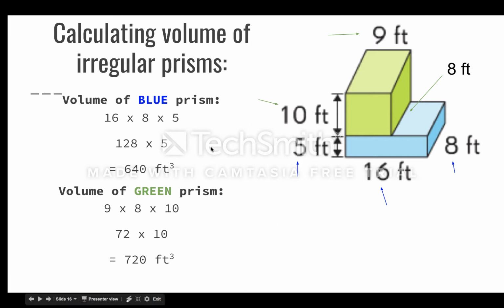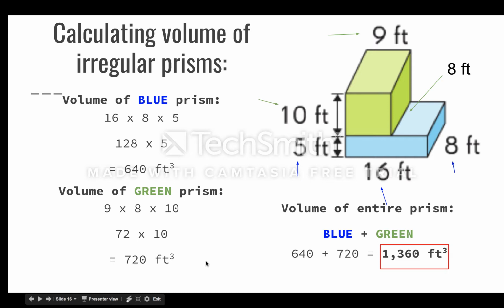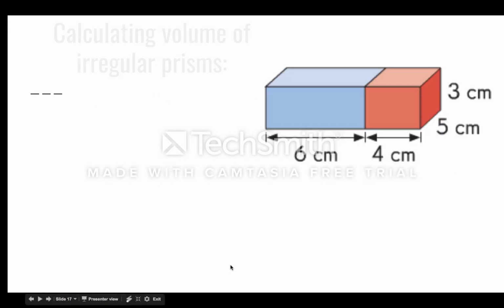So we have the volume of the blue prism, and we have the volume of the green prism. So we are now going to add them: 640 plus 720 gives us 1,360 feet cubed, and that would be our final answer. So although it's a lot of work, or a lot of steps, I should say, it's actually very easy. You're just breaking it apart into two separate rectangular prisms that are easier to calculate and then adding them together at the end. So let's take a look at another example.